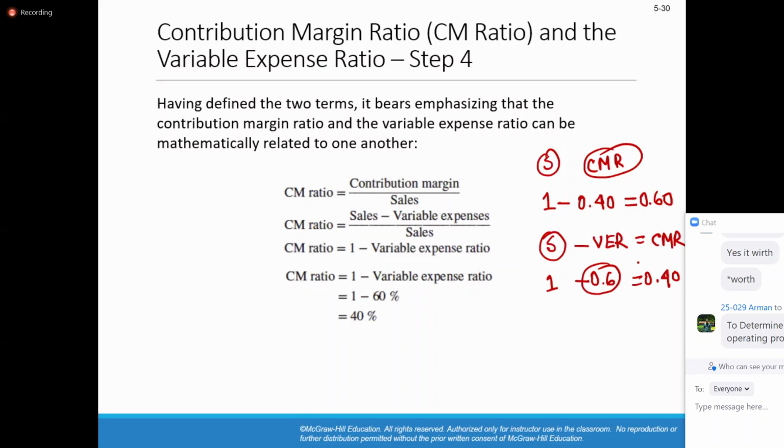So this is the simple thing we have learned conceptually, but here we are just expressing the numbers in terms of a very plain equation, nothing difficult or sophisticated here. Okay. So in this way, we see that the contribution margin ratio and variable expense ratio are interrelated. I believe nothing is too advanced here. It's just expressing the same thing we learned conceptually.